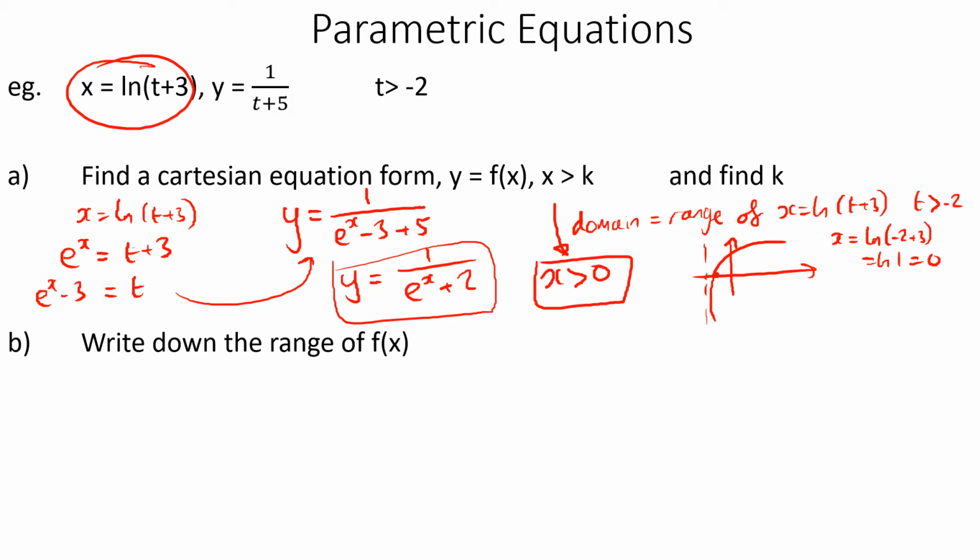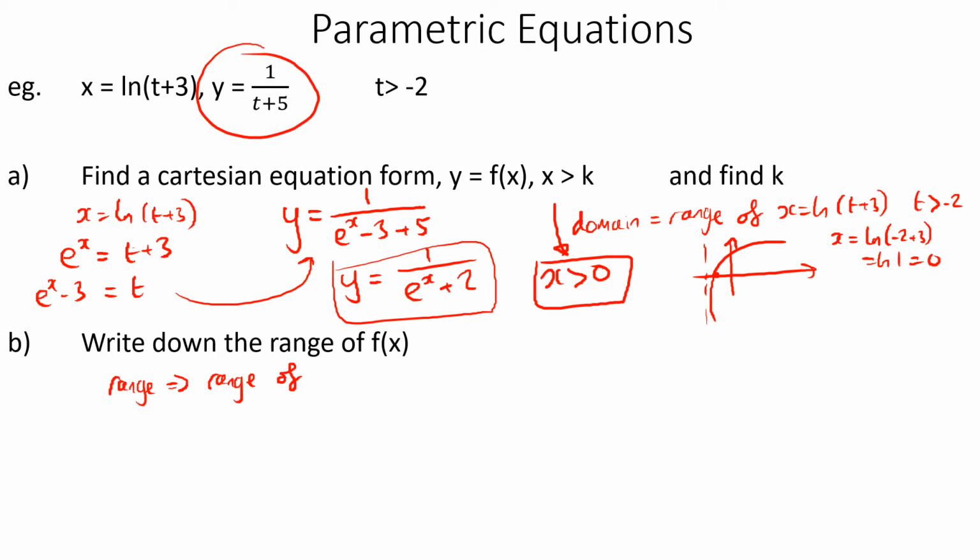Now the second part of the question wants you to find the range of f of x. So if we want to find the range, then we need to find the range of the y function. So we want the range of our y function, which is 1 over t plus 5. And again, we're saying that t has to be bigger than minus 2. Now 1 over t plus 5, again it's going to be shifted to the left, would be a reciprocal graph, looking something like that. If we want t is greater than minus 2, then we're going to start at a third.